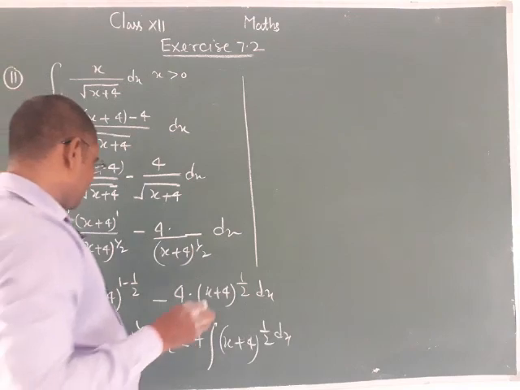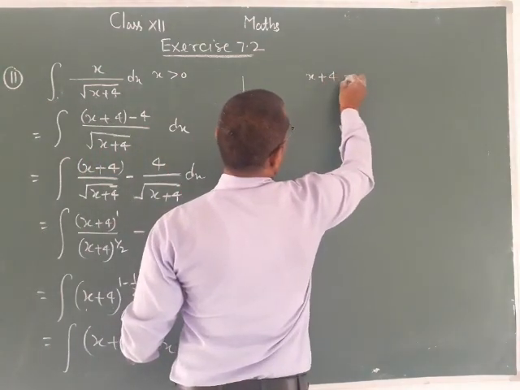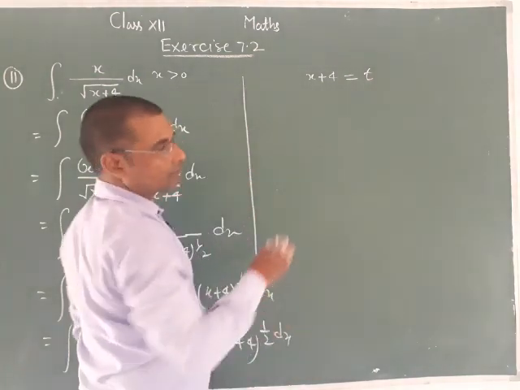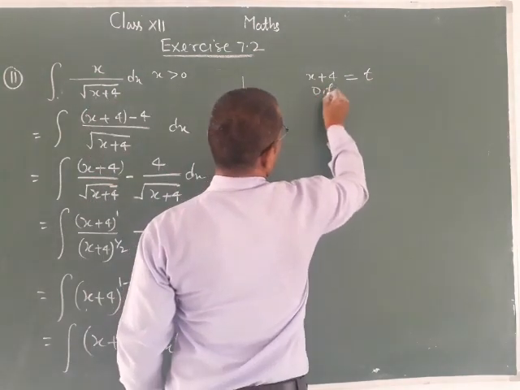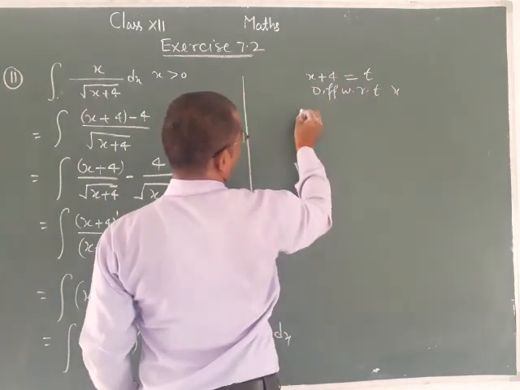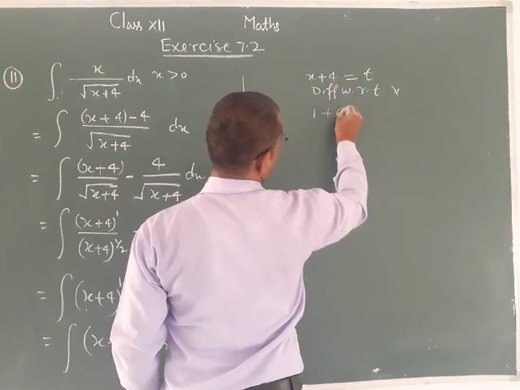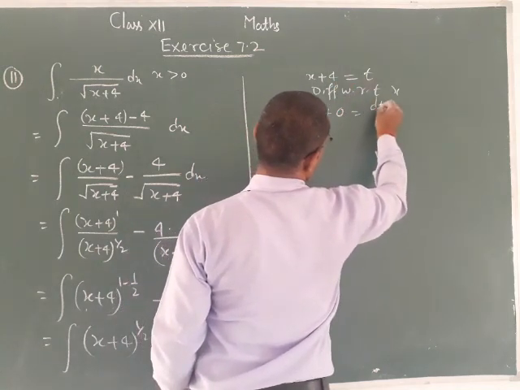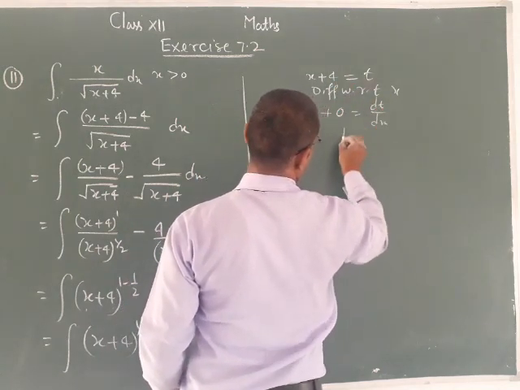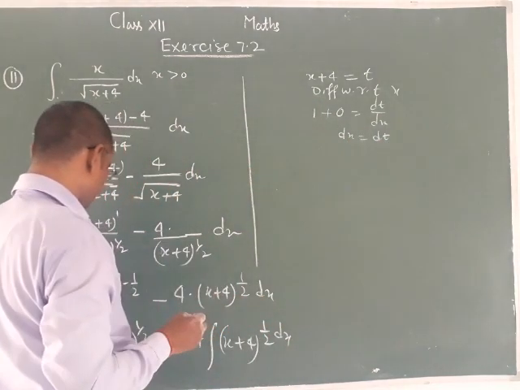So now put x plus 4 is equal to t. So differentiate with respect to x. So derivative of x is 1, constant is 0, equal to dt upon dx. So dx is equal to dt.